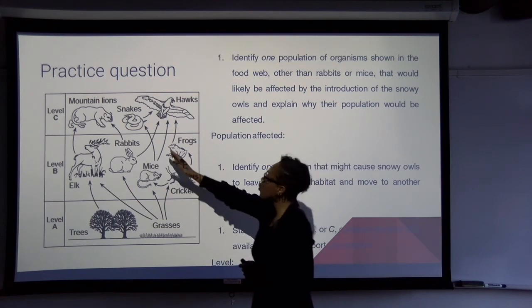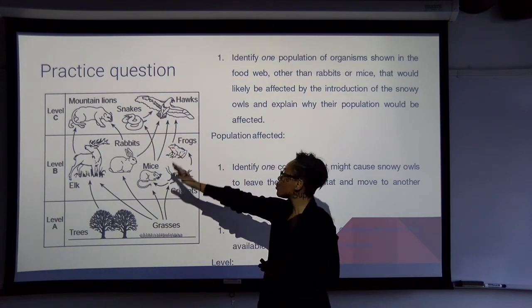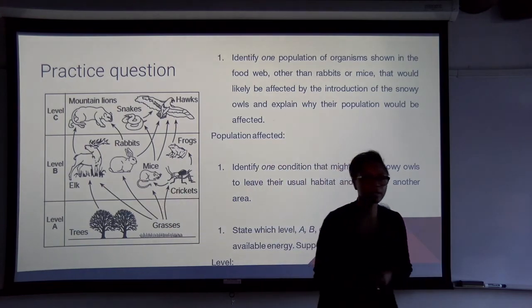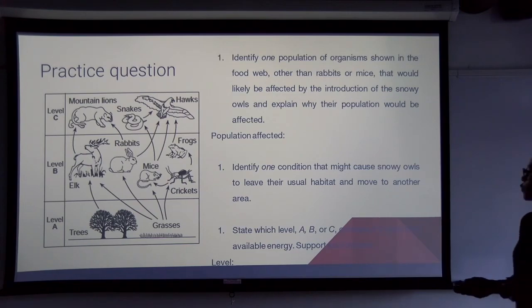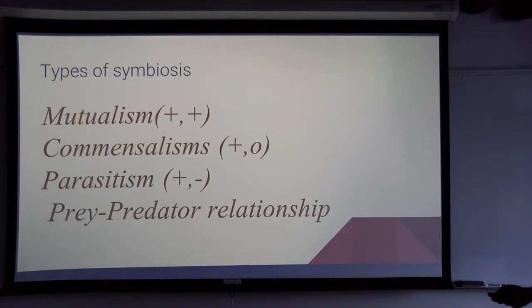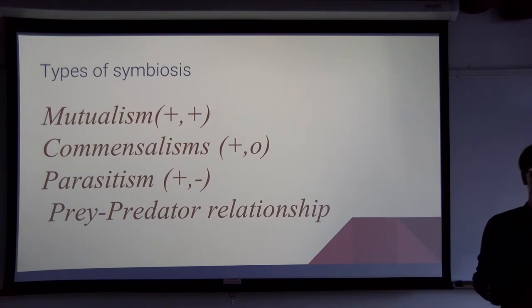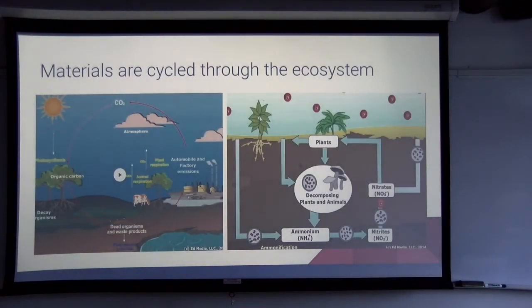Yeah. So the arrow points to the consumer, points to the predator. So yes, the snake would be affected most directly because that's his only food source. And so there are different relationships that organisms have in the environment. There's mutualism, means that they both benefit from the relationship. There's commensalism, where one is benefited, one is unaffected. Parasitism, one is benefiting from the relationship, the other is not. And then there's that predator-prey relationship we just looked at in the food chain.